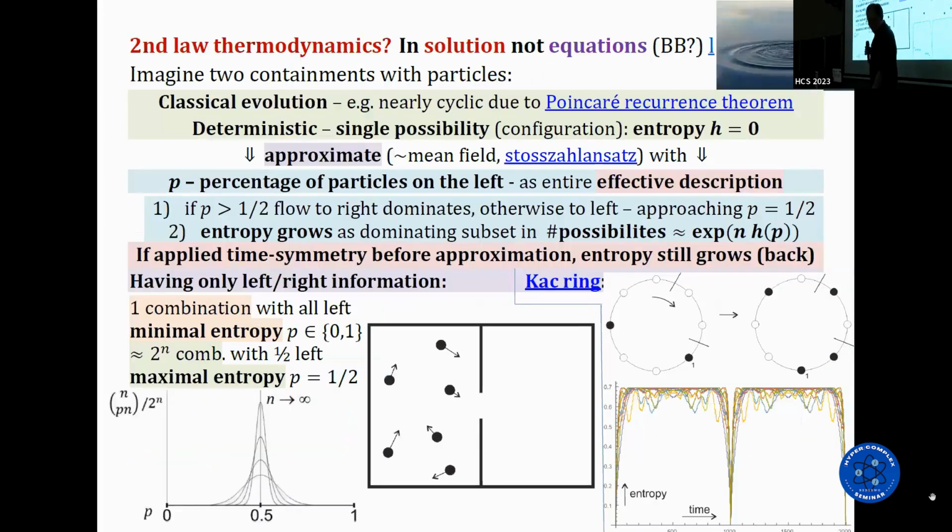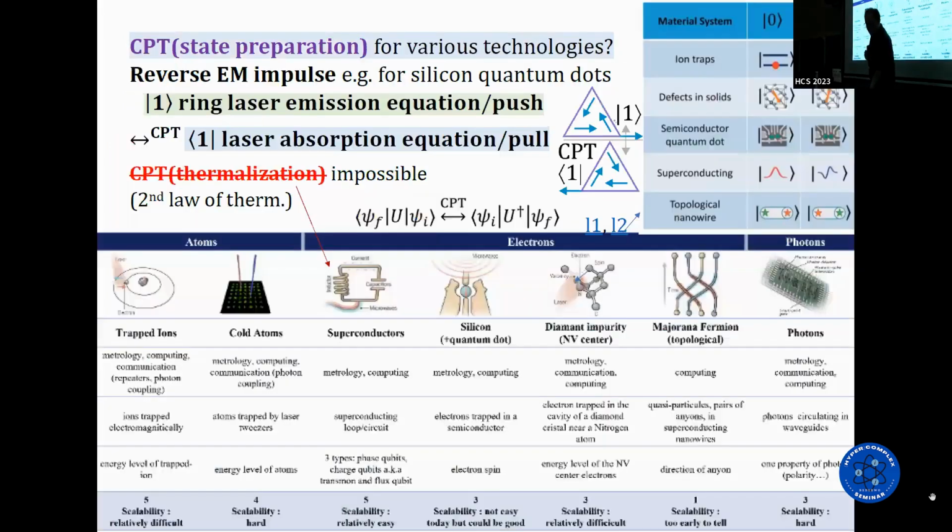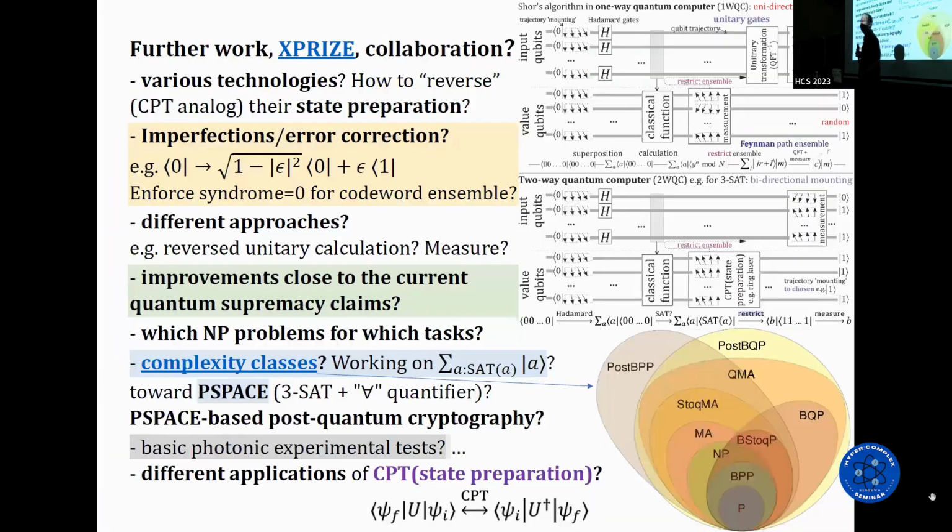Okay, so maybe let me skip. Going back to quantum computers, there are many techniques, and all of them have to be discussed for this reverse state preparation process. And maybe let me finish. Yeah. So if somebody would like to discuss it, and maybe collaborate, like adding reverse impulses into controllers for state preparation in one direction, I also have a few approaches for tests with lasers.